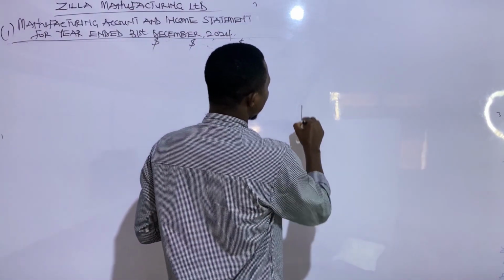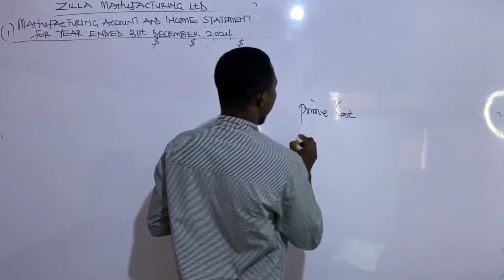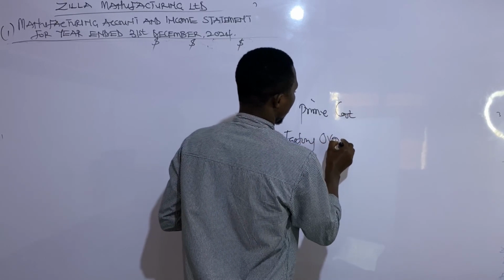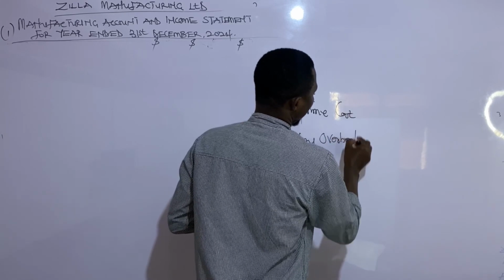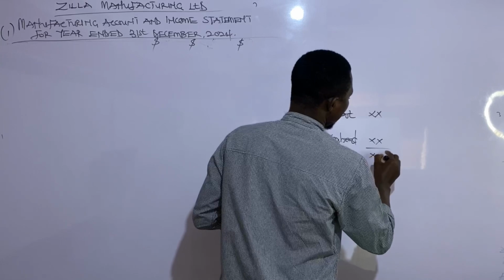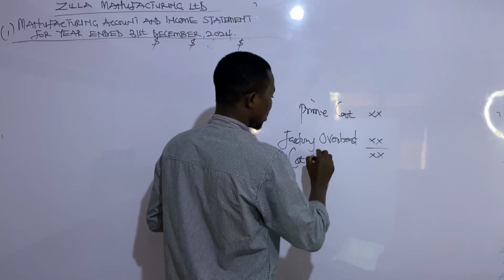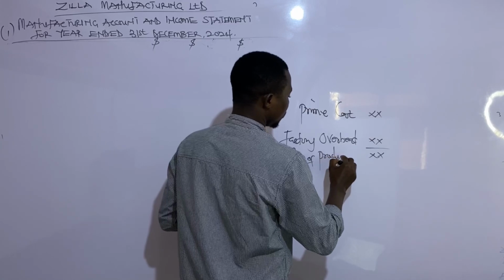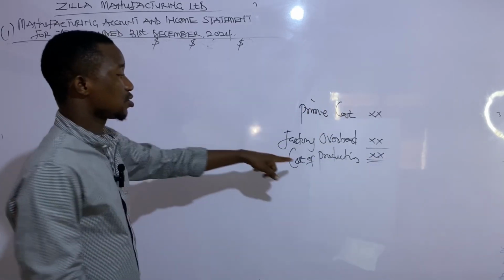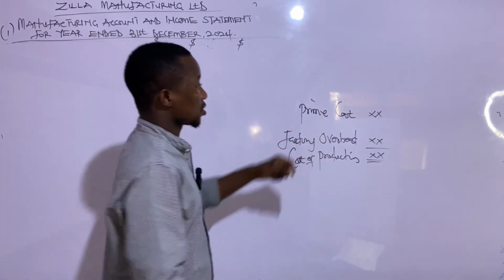Now, we established that prime cost and factory overheads. These two components will give us what we call cost of production. Is that okay? Good. And we are preparing this manufacturing account to ascertain this cost of production. So what makes up prime cost?